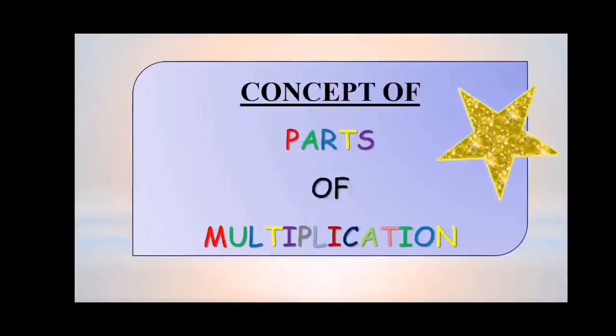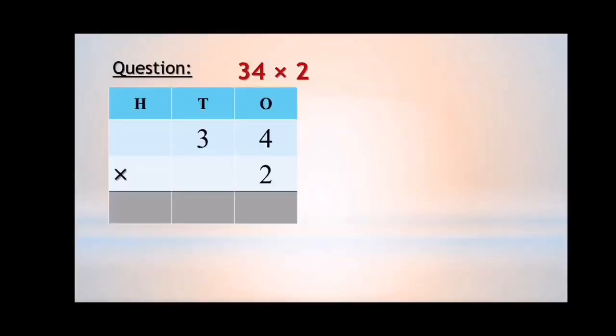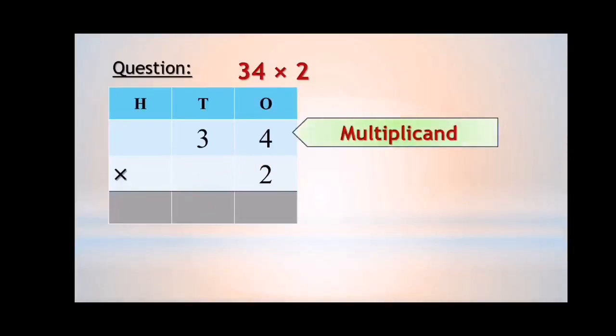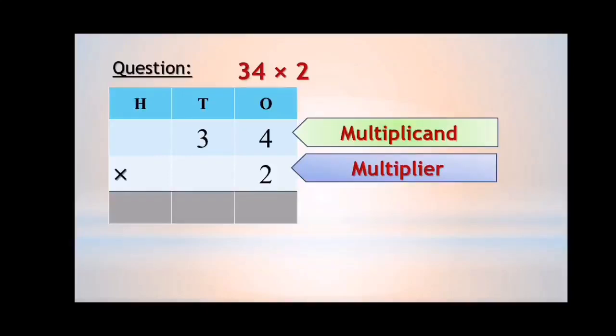Concept of parts of multiplication. Here is a question: 34 multiplied by 2. When we arrange these numbers in the place value chart, the 34 will be called the multiplicand. 2 will be called the multiplier, and the answer that we get after the multiplication of 34 and 2, we will call the product.